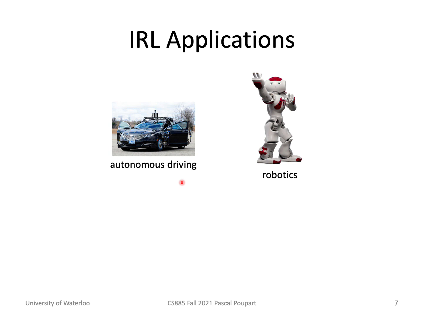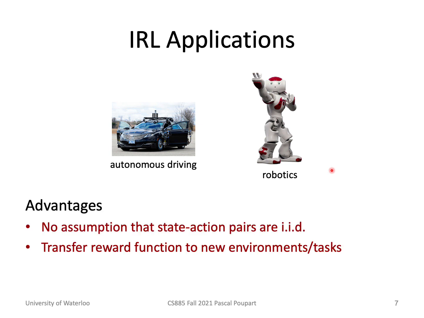So this is very useful in autonomous driving because we can observe human drivers. These are experts, and then we can infer from that what are the social norms or what are some of the habits that humans follow when they're driving beyond just the rules of the road. In the same way, for robotics, there are certain types of robots, especially humanoid robots, where we can demonstrate what is a good solution to a task, and then we can get the robot to optimize that via inverse reinforcement learning. So the advantages, again, is that with inverse reinforcement learning, we're not going to make any assumption that the state action pairs are IID, and then we're going to be able to transfer the reward function to new environments and tasks.